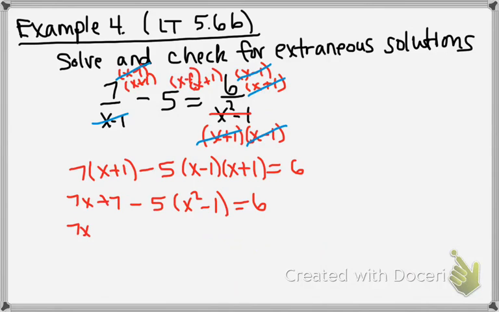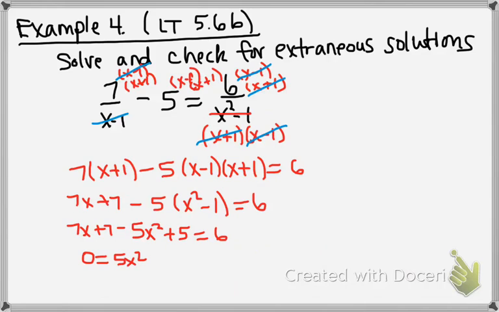And one more, distributing: 7x plus 7 equals, not equals, minus 5x squared plus 5 equals 6. Again, there is an x squared, so I want to get everything on one side. I'm actually going to move it to the right so my x squared becomes positive. So I have a lot to move then. So 0 equals 5x squared.